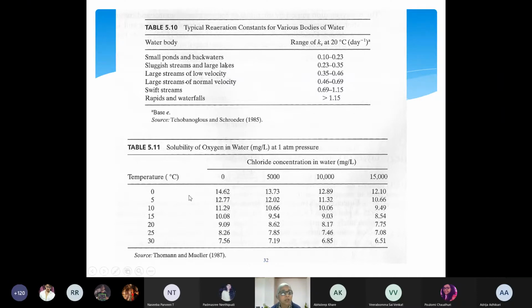You can see the range at 0 salinity, 0 degree centigrade temperature, the DO saturation level is 14.62 milligrams per liter. At the other end, and it goes further down, if your salinity is higher or your temperature is higher, then the DO saturation level will go even further down. There are empirical equations that can be used to approximate this kind of data.